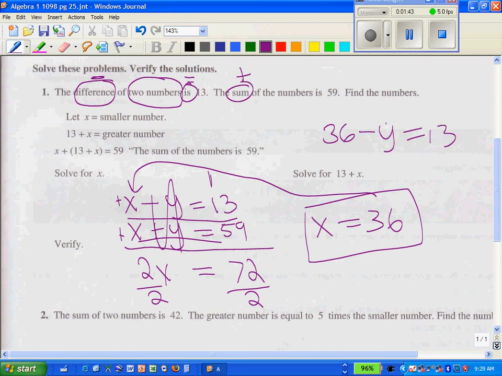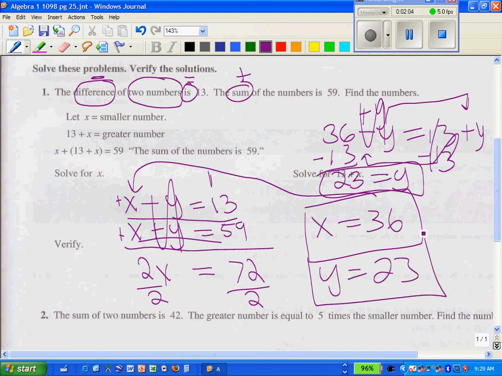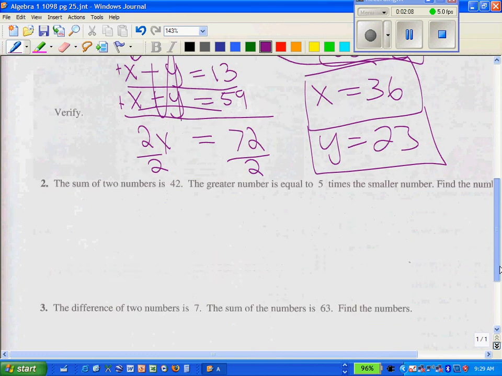So what I'm going to do is move the y over here so I can get a positive y. I'm going to move the 13 over here. So I'm going to add y to both sides. I'm going to subtract 13 from both sides. This is going to give me 23 equals y. So my answer is y equals 23 and x equals 36. See how easy that is?